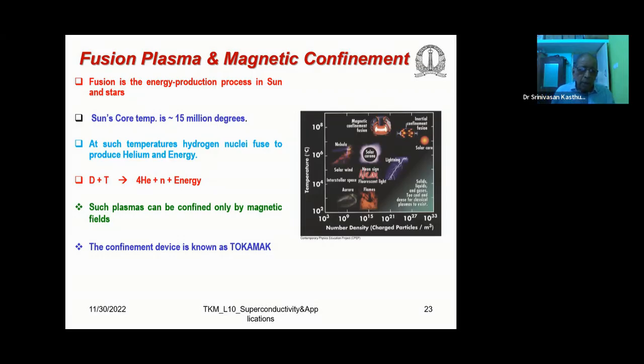When you have combined deuterium and tritium, they are all charged particles and they form helium and neutron and they give you energy. And these charged particles can be trapped inside a magnetic field only. So if you can have a magnetic cage, inside the magnetic cage, the charged particles can move around. So that is called a tokamak.